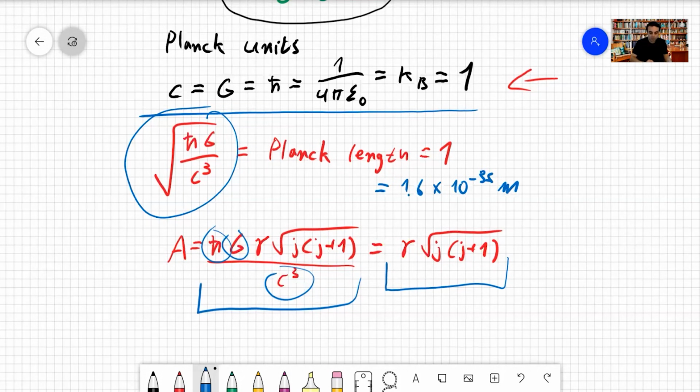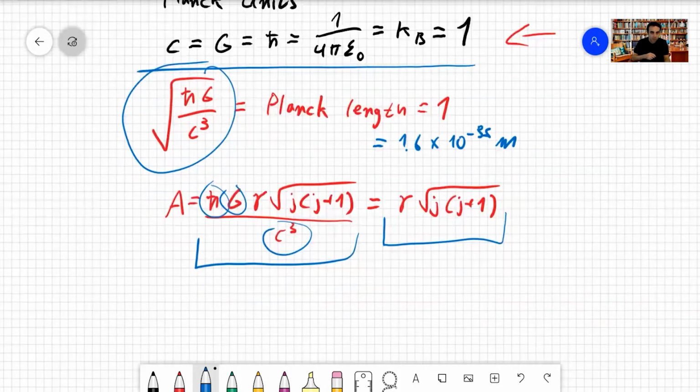Okay, so it's really easy as long as you know what your number represents, a length or a time or a mass and so on. You can always just multiply it by the appropriate Planck length or time or mass and so on to get the value in whatever units you want.